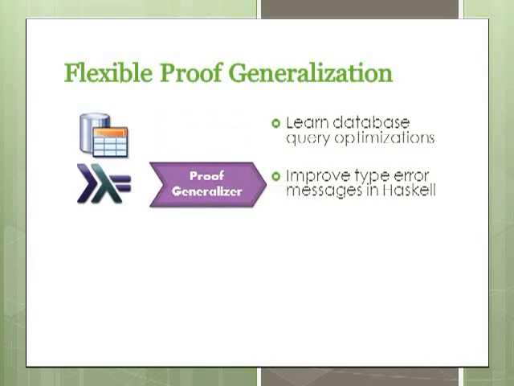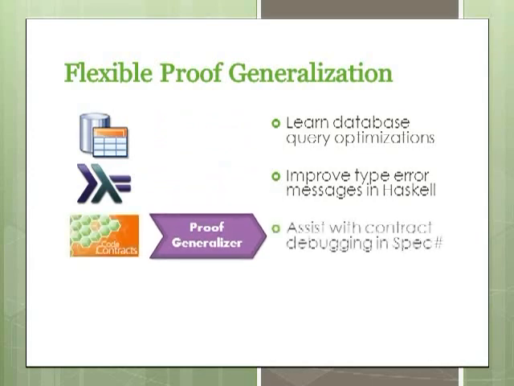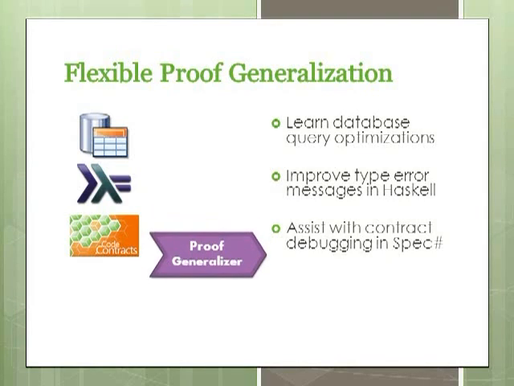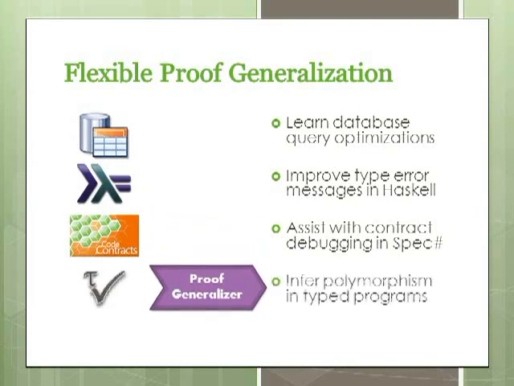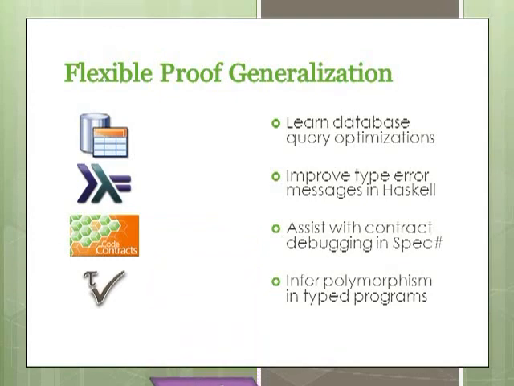We also found out that it can be used with code contracts in order to assist programmers with understanding why their programs and contracts are broken. Next, we found we can apply it to type checking in general in order to infer polymorphism and type check programs, even in languages that don't have type inference. Thus, with this one tool, we're able to solve problems from a variety of domains.